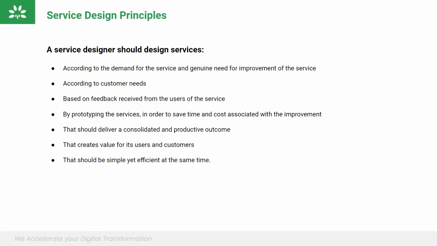Service design is completely focused on user experience. So customers' needs are more important while doing the service design. Based on the feedback received from the users and services, by prototyping the services in order to save time and cost associated with the improvement, that should deliver a consolidated and productive outcome. It creates value for the users, and it should be simple yet efficient at the same time.